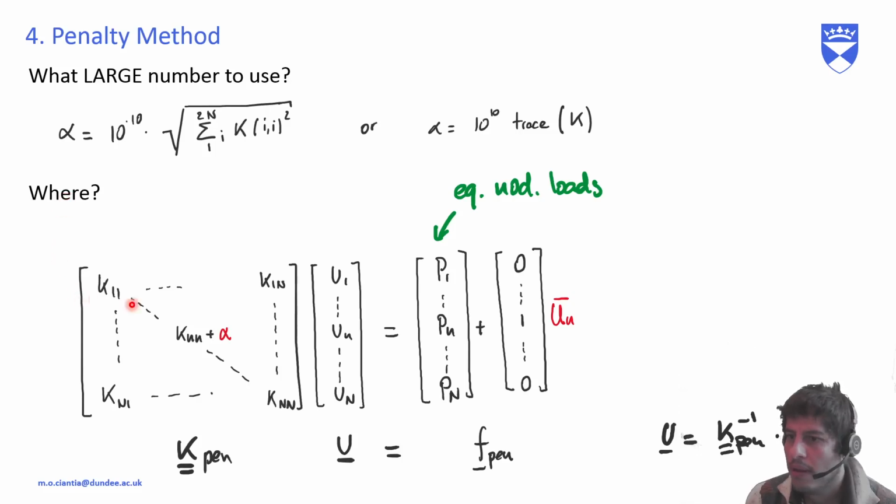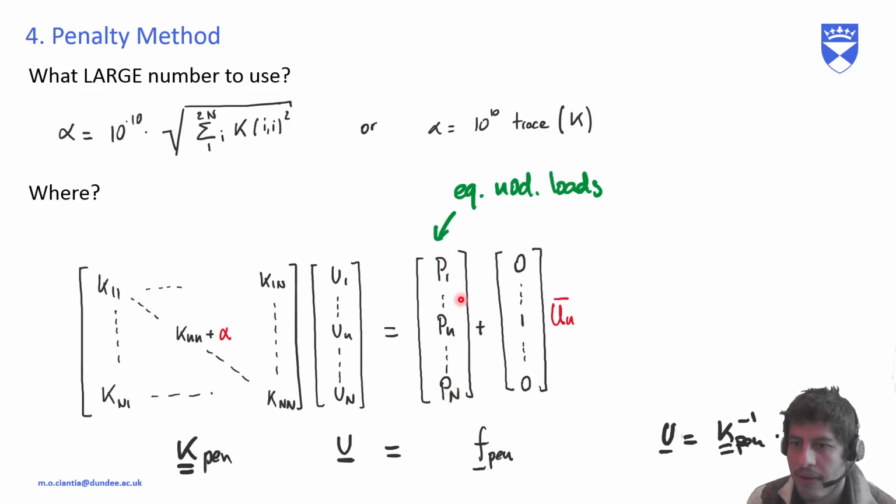So where do we add these penalty factors? As I said, we add the penalty factor on the diagonal term in correspondence of the nodal displacement vector where we know we have imposed the boundary condition. So if in un we had imposed a value of un bar, then we add alpha in this term, and then the equivalent nodal loads will be modified.